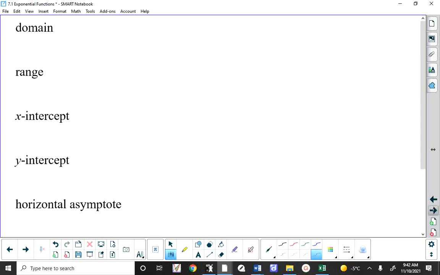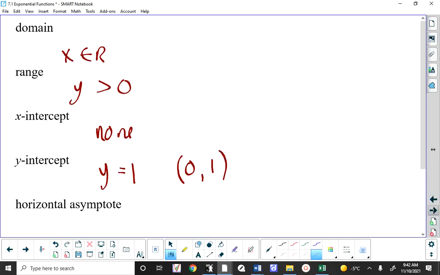What is the domain? The domain is x is any real number. The range is still y is greater than 0. In terms of transformations, everybody, stretching, reflecting, shifting, you can never alter the domain of this. It's going to go left and right forever no matter what you do. The range can be affected, though, if you were to shift this graph down or up. That would move the asymptote. X-intercept, there still is none. Y-intercept is still y equals 1, or in ordered pair form, 0, 1, and the horizontal asymptote is y equals 0.